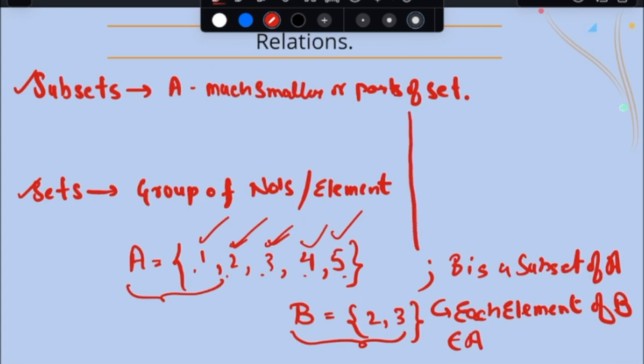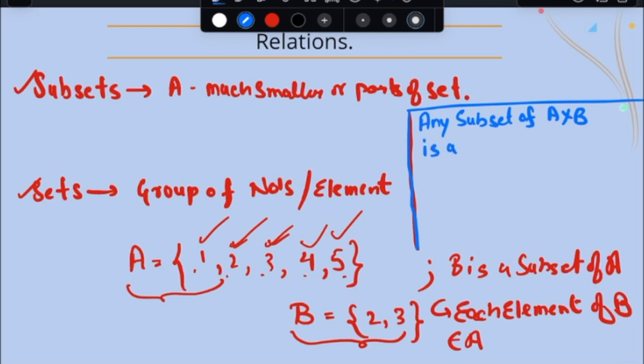I said any subset of A cross B is a relation of set A to set B.